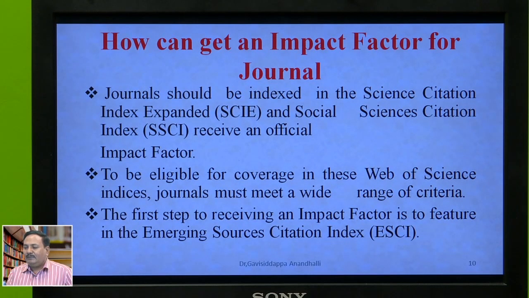How can I get an impact factor for a journal? There are some procedures for getting the impact factor. The journal should be indexed in the Science Citation Index Expanded or the Social Science Citation Index, SSCI, to receive an official impact factor. Suppose you have published a new journal and want to get the new impact factor. First and foremost, your journal must be indexed in the Social Science Citation Index if it is a social science journal, or in the Science Citation Index if it is a science journal. Then, officially, based on the number of citations it receives, you can calculate the impact factor.